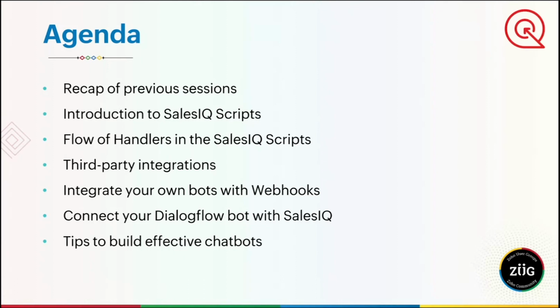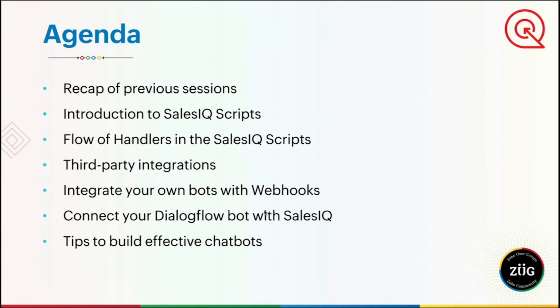In the first three sessions, we talked about the answer bot and Zobot, where you can build Zobot by using seven different platforms. One such platform is the codeless bot builder, and the next would be SalesIQ scripts, and the other platform is Webhooks, and another one is Dialogflow. So we will have a quick recap of what happened in previous sessions and an introduction about SalesIQ scripts, and how you can integrate your own chatbot with Webhooks.